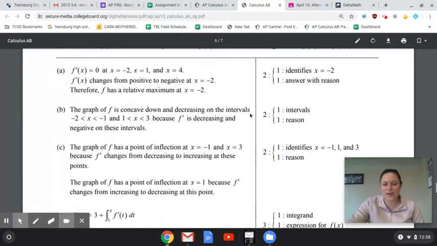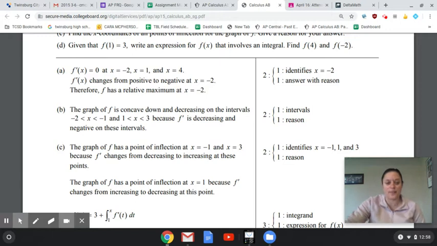They separated them, which I don't think is necessary because there's not different types of points of inflection. They said -1 and 3 were points of inflection because the derivative went from decreasing to increasing, and then 1 also was because the derivative went from increasing to decreasing. Usually, as long as you explain that there's a sign change with points of inflection, they're not really picky on that. So you get 1 point if you identify all 3, and then 1 point is however you chose to justify that.